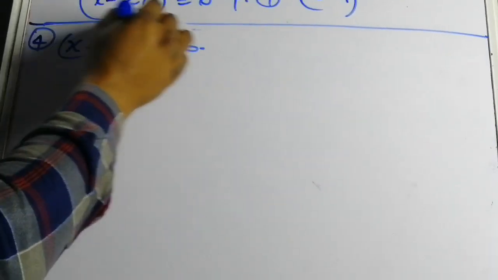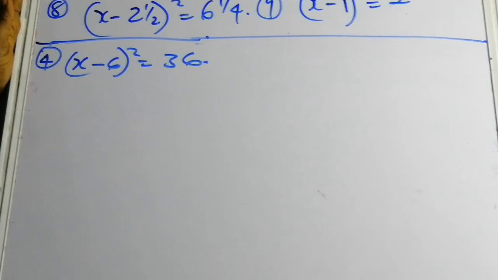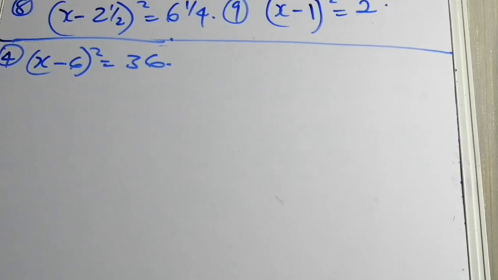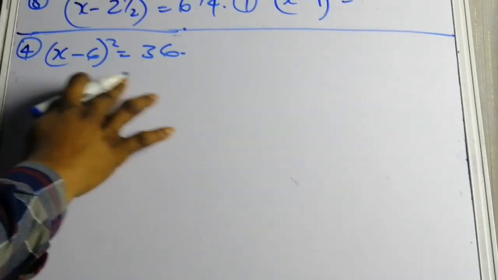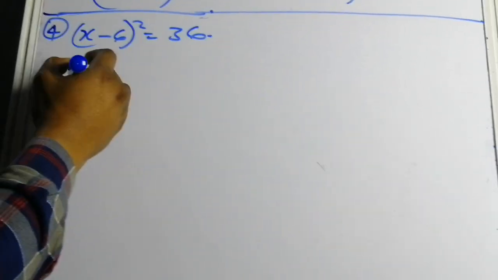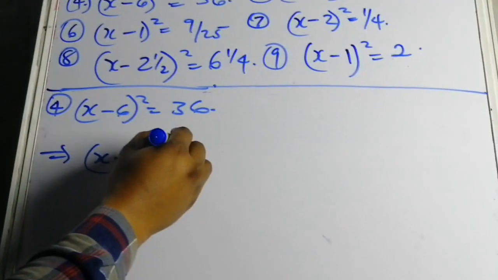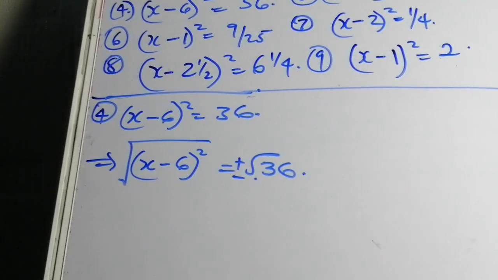Okay, then let's look at this. That's number 4. Number 4: x minus 6 all squared equals 36. As we solve this question, if you fall back on past questions, you won't see much difference, because if this question comes out in the objective questions, that's how you see them. So find the square root of both sides. That implies the square root of x minus 6 all squared equals the square root of 36, plus or minus 36.